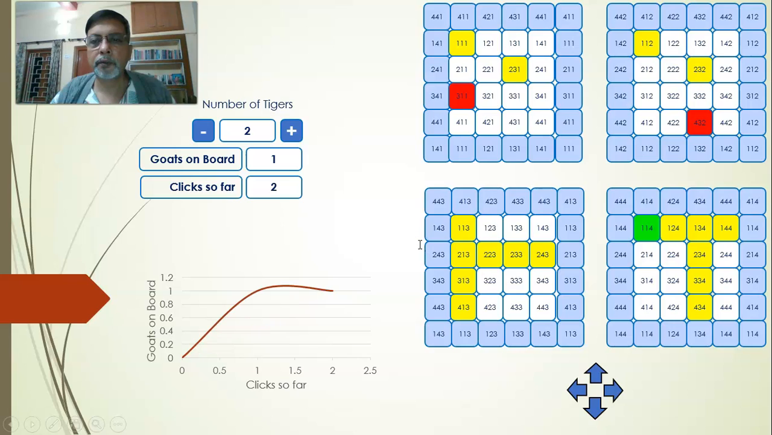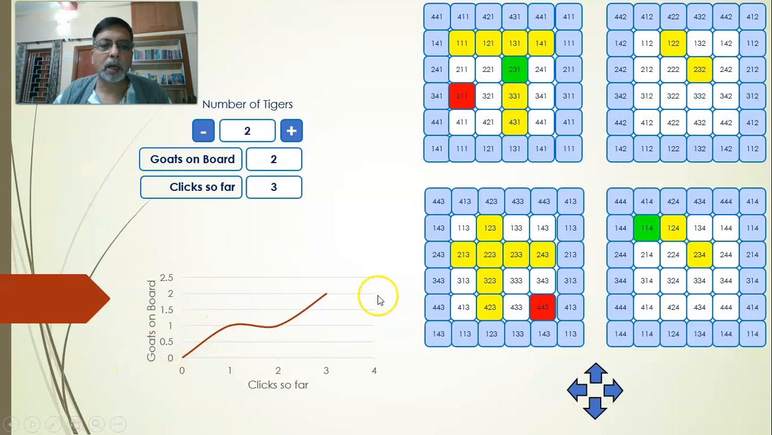Yellow means it's safe to place the goat. You get the curve, and it goes up. On the x-axis is the number of clicks, and on the y-axis is the number of goats. So you have to play 64 minus 2, so there are 62 goats to trap the two tigers.